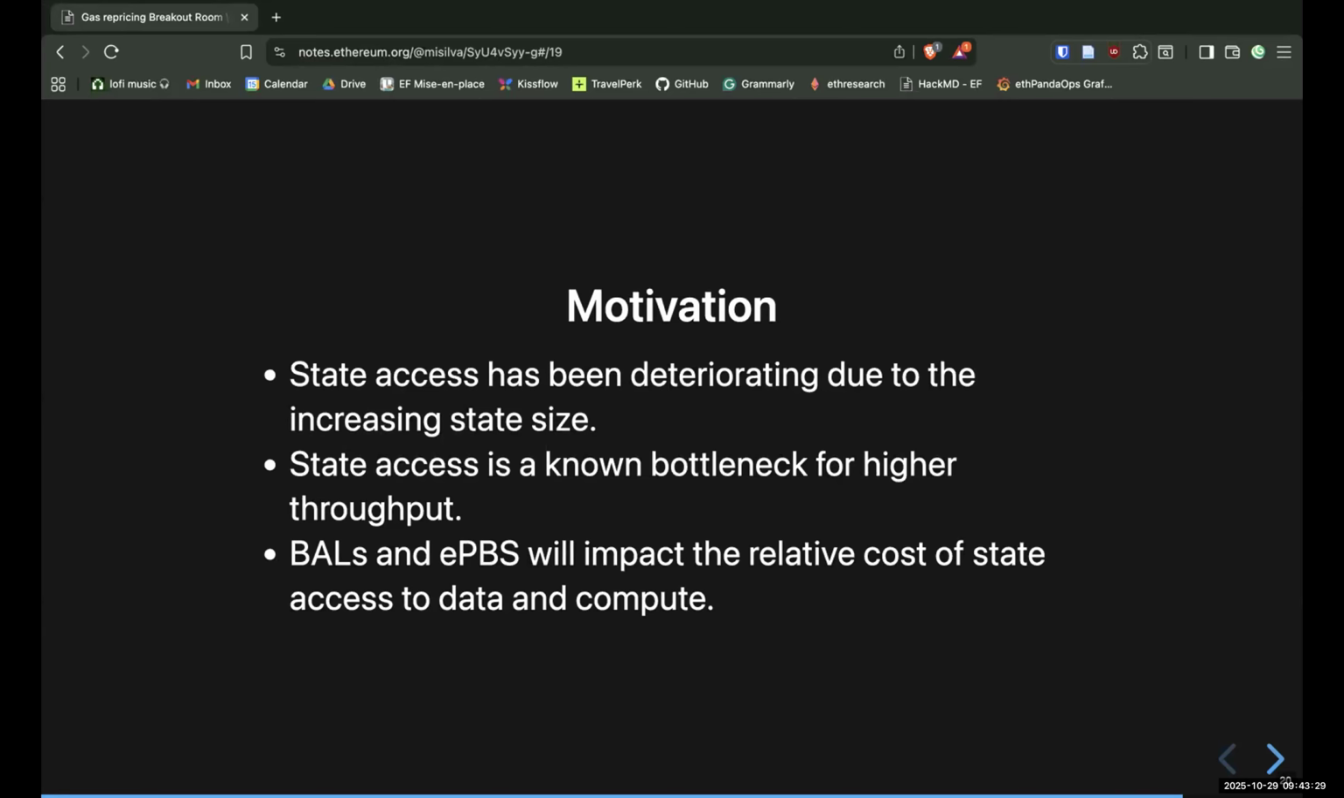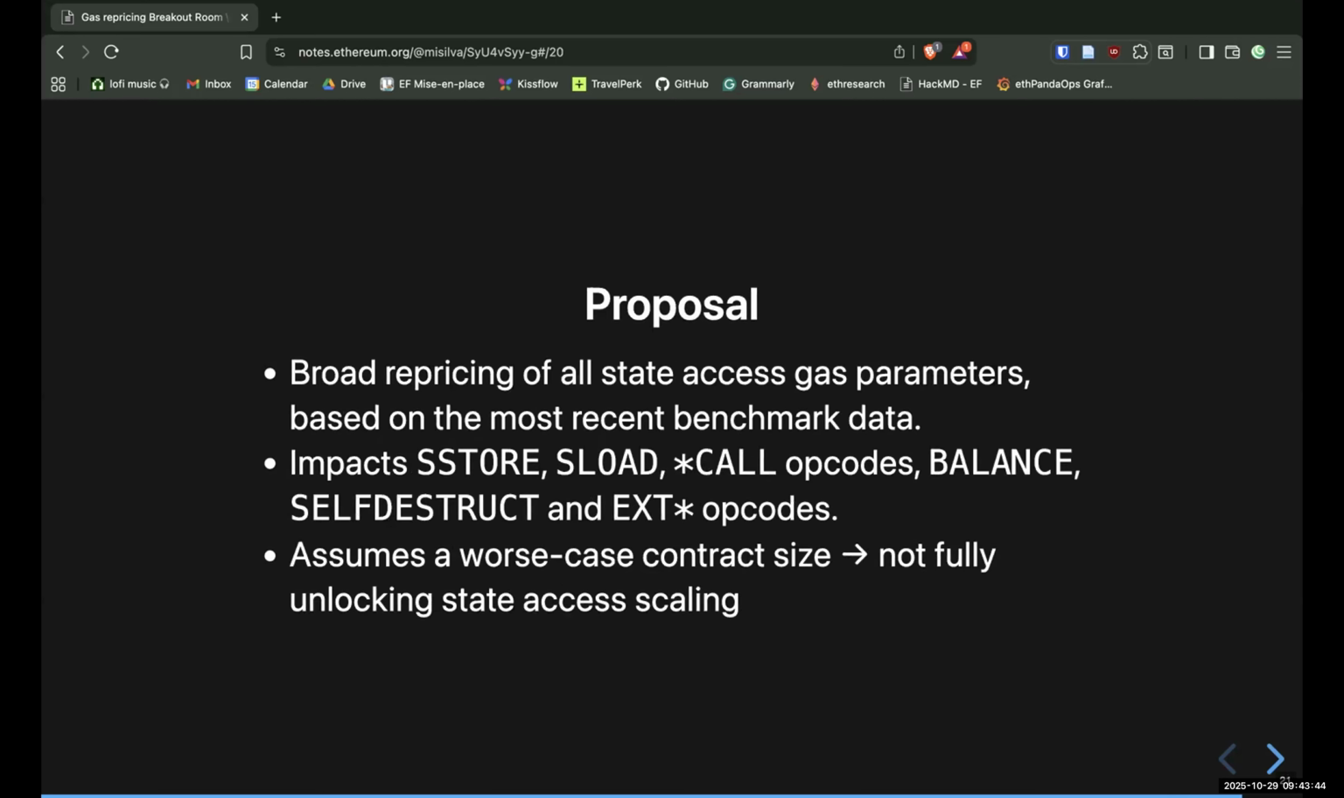And so we need to reprice things to be, first, in line with the current performance of these operations, and second, in line with these two new changes that are changing the relative costs of these operations. And so the proposal is fairly simple. We are doing a broad repricing on all state access gas parameters, and we'll use state benchmarks to fit the final numbers. And this has an impact on S-store, S-load, the call opcodes, balance, self-destruct, and the X opcodes.